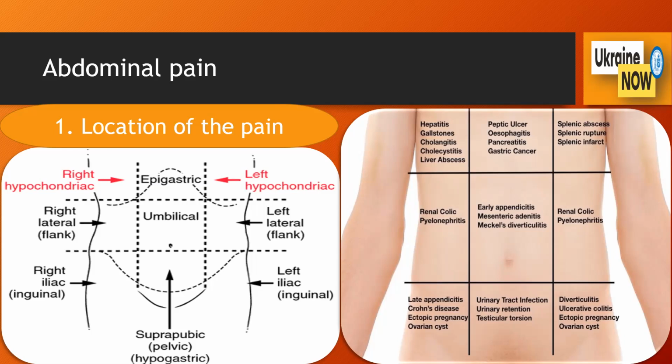Location of pain in the right or left lateral flank is typical for renal colic or pyelonephritis. Location of pain in the hypogastric area may indicate urinary tract infection, urinary retention, testicular torsion. Finally, location of pain in the right iliac area is typical for late appendicitis, Crohn's disease, ectopic pregnancy, and ovarian cyst, and location of pain in the left iliac area may indicate such violations as diverticulitis, ulcerative colitis, ectopic pregnancy, and ovarian cysts.